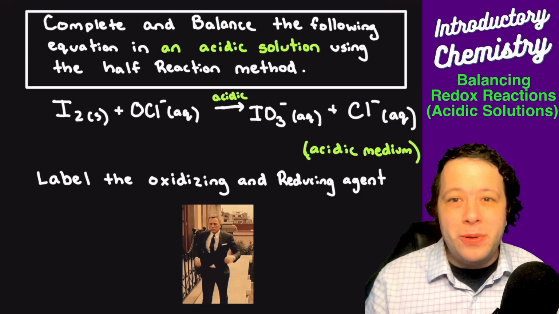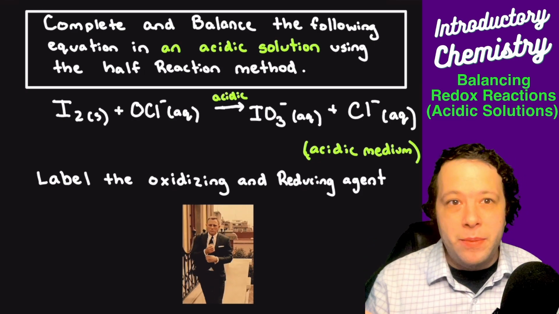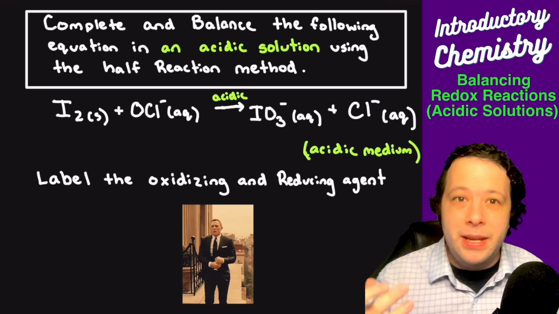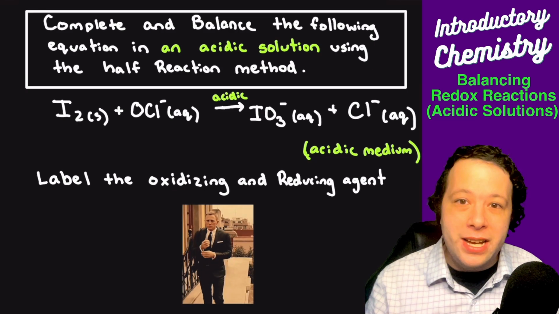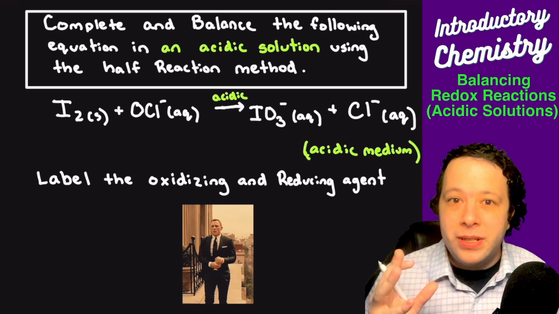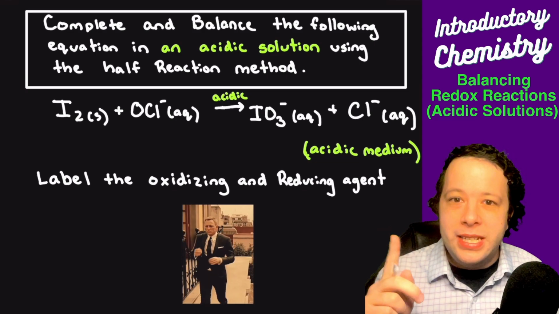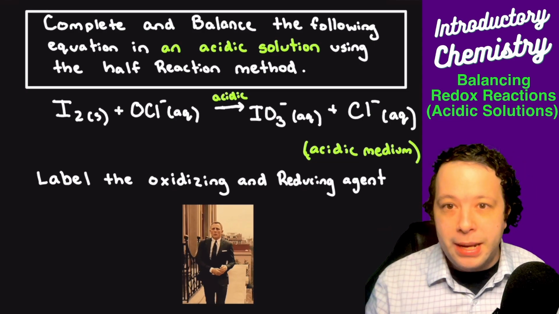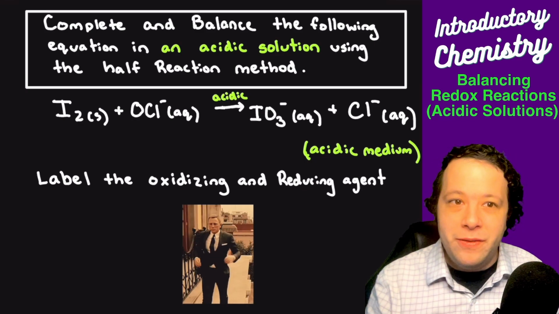The problem that we're going to be working on today is the following one. Generally the way these problems are written is it says complete and balance the following equation in an acidic solution using the half reaction method. Keep in mind, acidic solution could be worded some different ways. You could see it say acidic medium, it's the same idea, or it could say the word acidic over the yield arrow of the reaction.